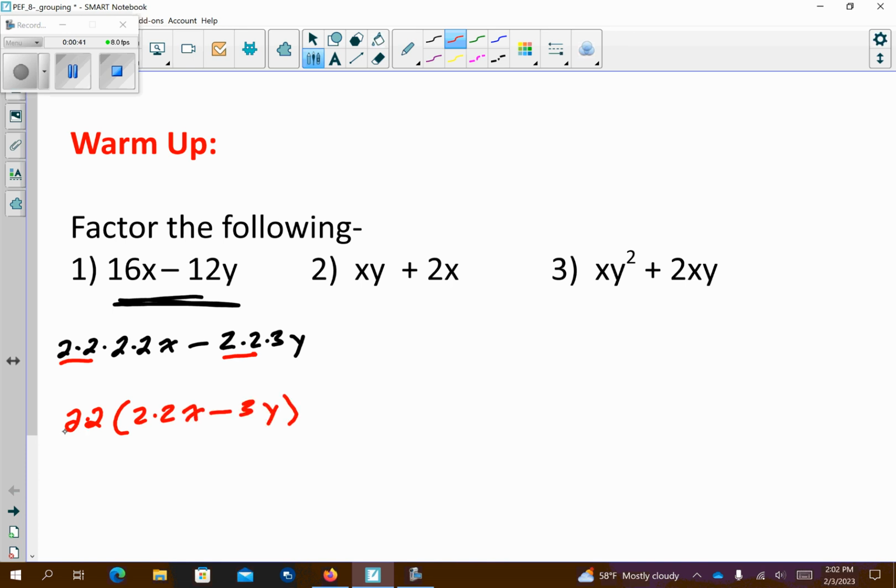And let's clean it up a little bit. 2 times 2 is 4. 2 times the inside 2 is 4, minus 3y. So this is our greatest common factor we factored out.